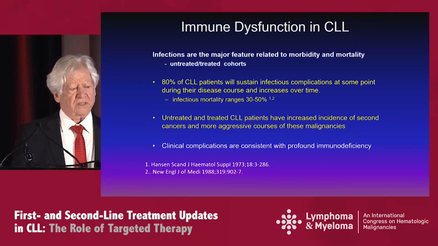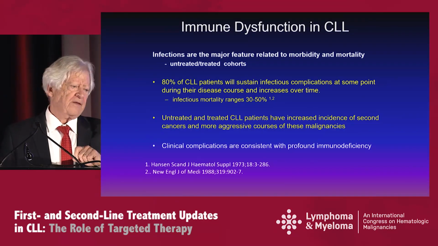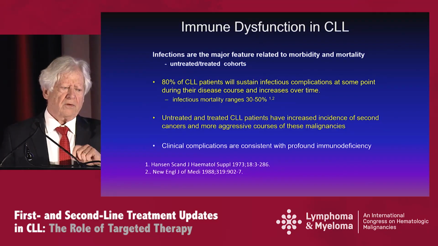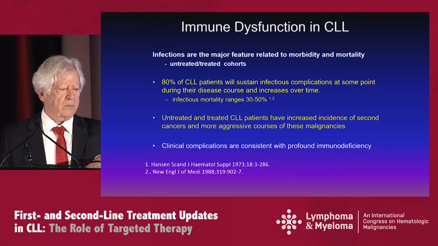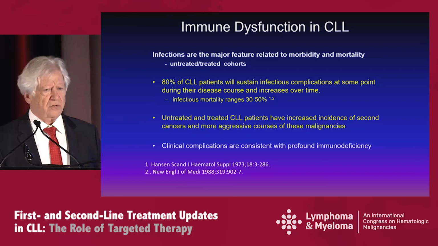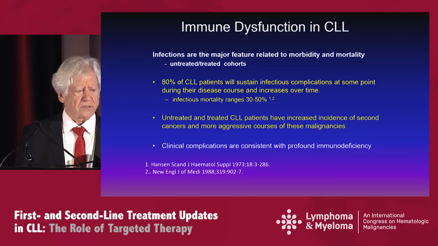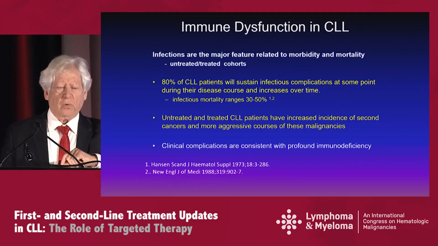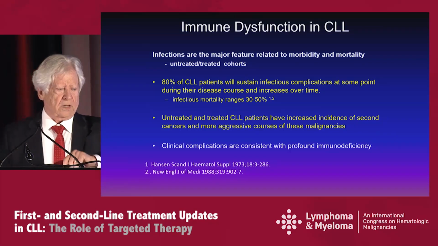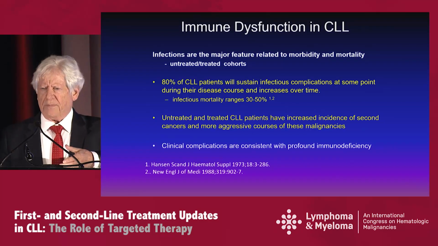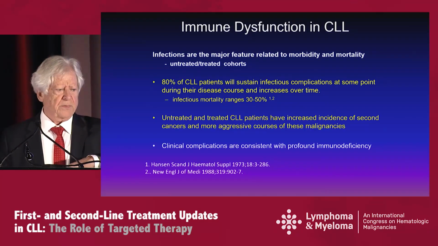So immune dysfunction in CLL is really highlighted by the fact that infections are the major feature related to morbidity and mortality, and this actually occurs in untreated and treated cohorts. 80% of patients will sustain infectious complications at some point during their disease course, and this increases over time. It has been reported that infectious mortalities may range to as high as 30 to 50%.